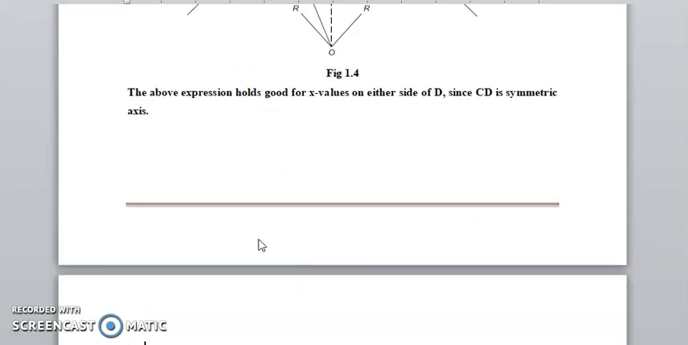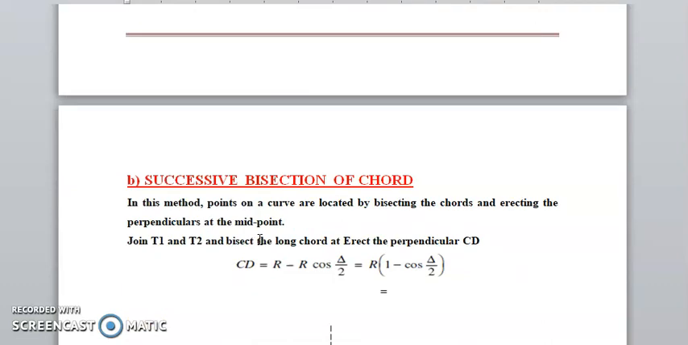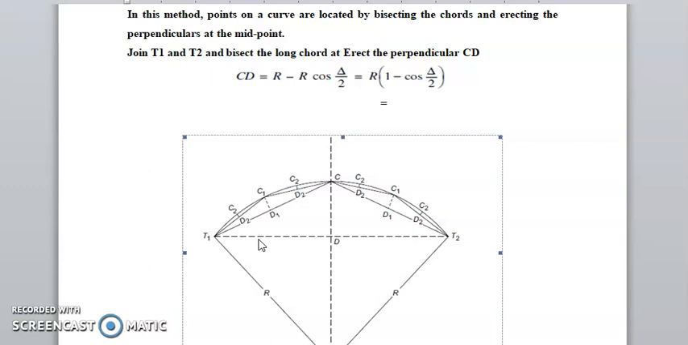Now we go for the next one, successive bisection of the chord. In this method, the points of the curve are located by bisecting the chords and erecting the perpendicular at the midpoint. Join T1 and T2, bisect the long chord, and erect the perpendicular CD. CD is equal to R minus R cos of delta by 2, equal to R into 1 minus cos of delta by 2.